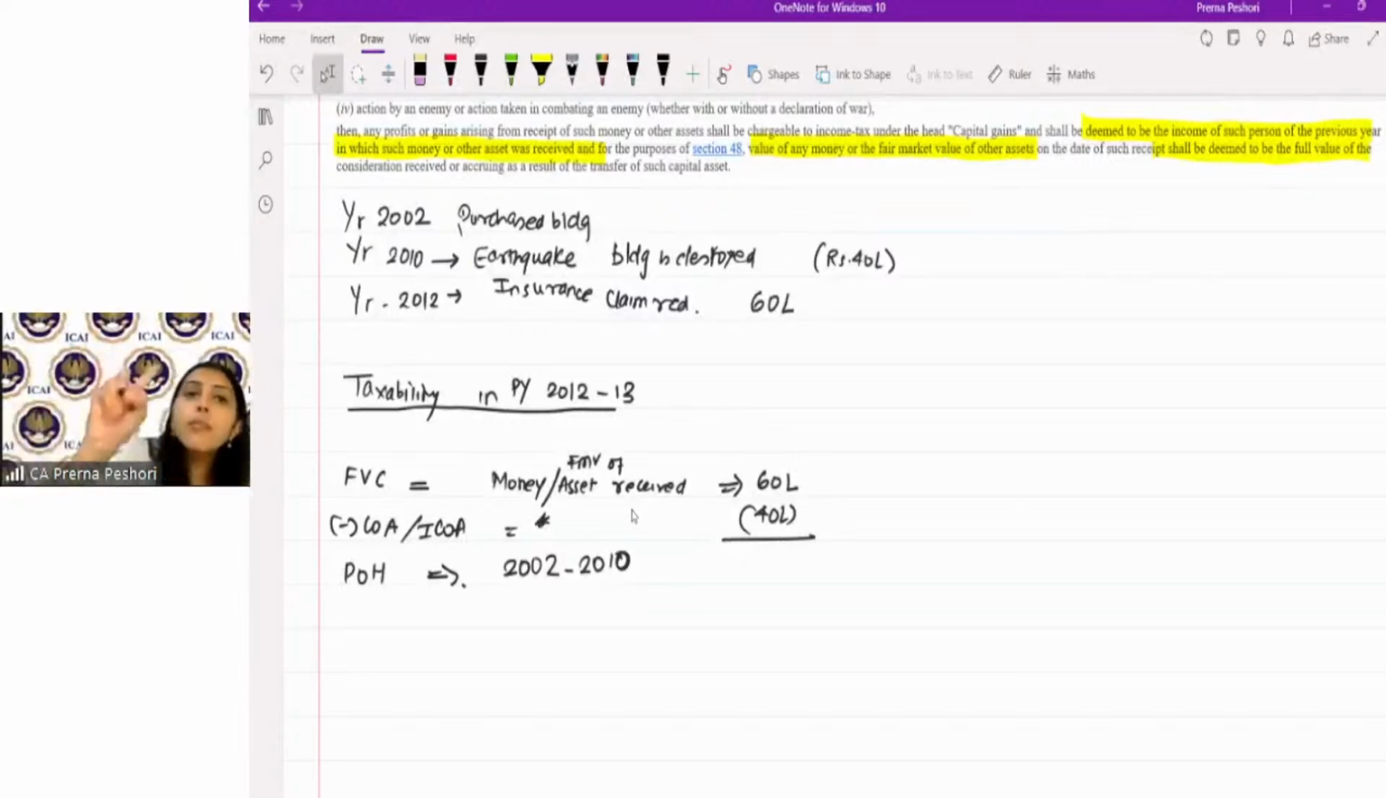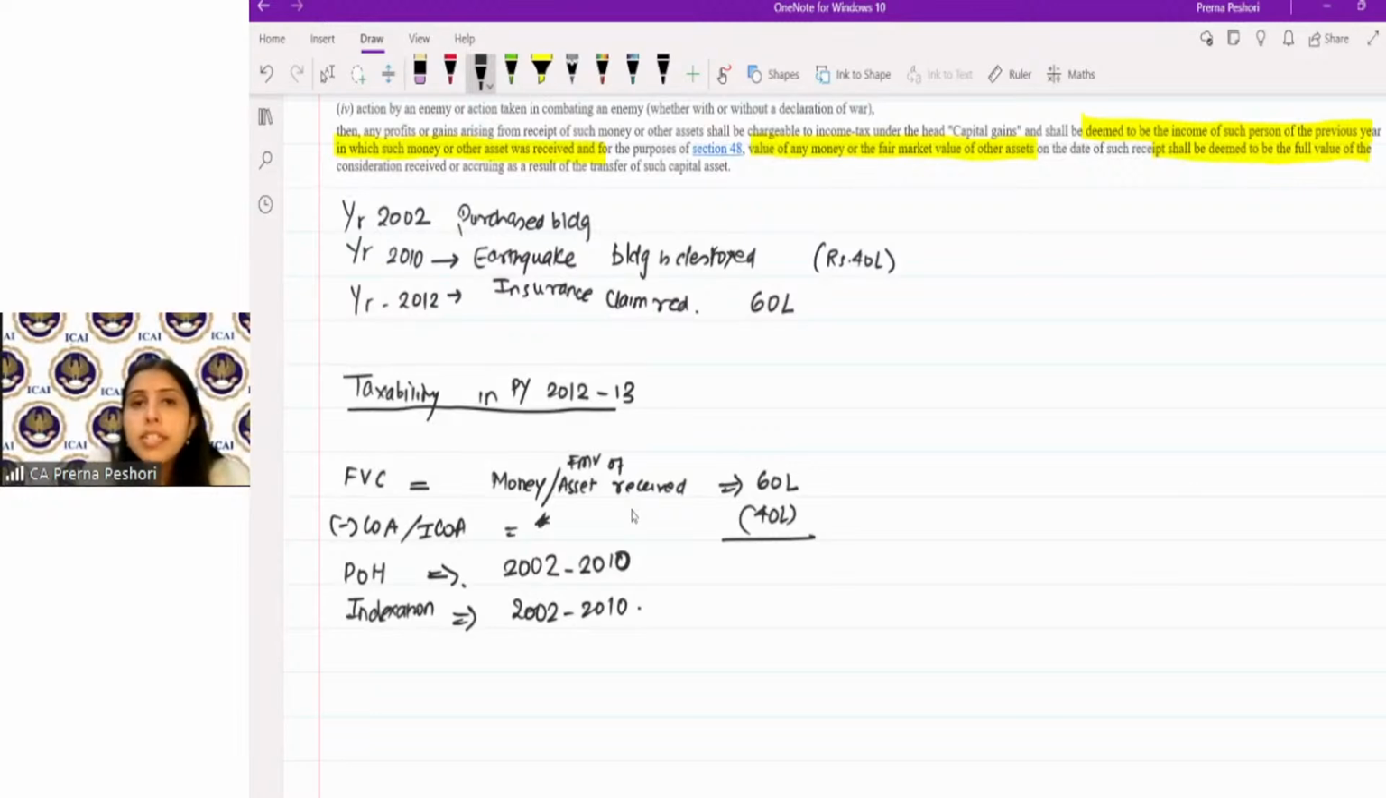So period of holding will not be till the year in which compensation is received, because that time the asset itself was not in existence. So period of holding is from 2002 to 2010. Indexation again from 2002 to 2010. And year of chargeability, as I said, will be 2012. So this is my year of chargeability. Are we clear?